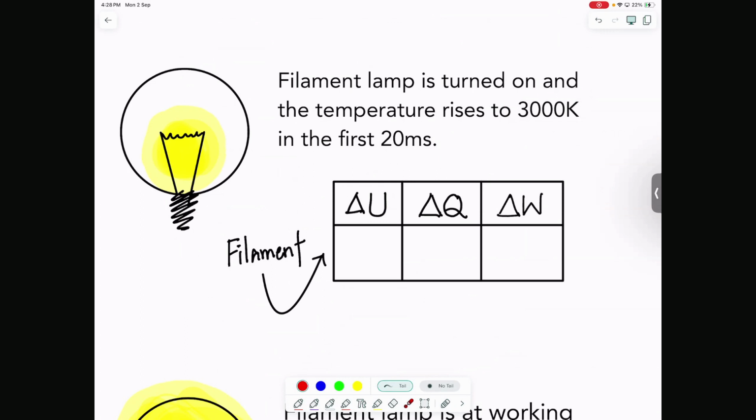I don't know if you know this, but the filament lamp's core temperature is actually almost the same as the sun. Filament lamps, the tungsten, it actually reaches 3000 Kelvin. The sun's surface temperature is 5200, so it reaches very close. And this happens in the first 20 milliseconds. Can you tell me what these values should be?